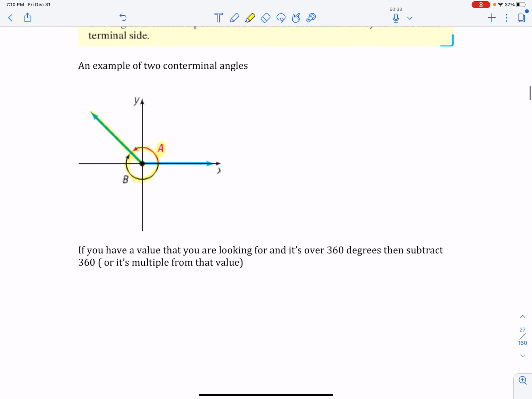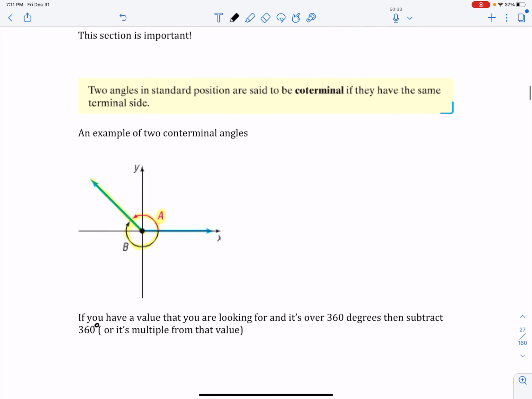If you have a value that you are looking for and it's over 360 degrees, you're going to have to just subtract 360 to get it to be an angle that is in standard position.